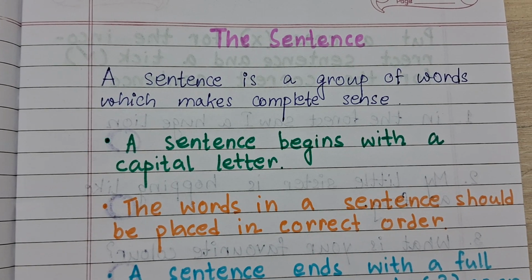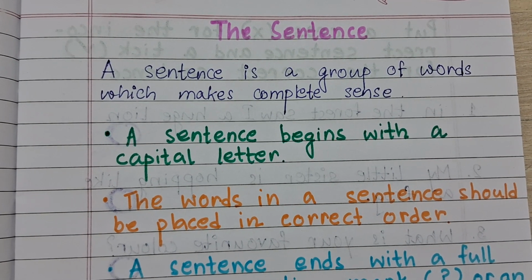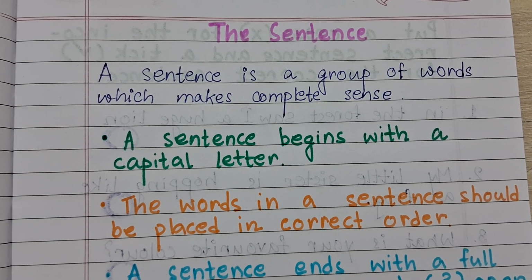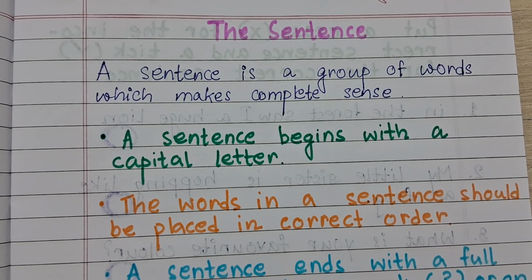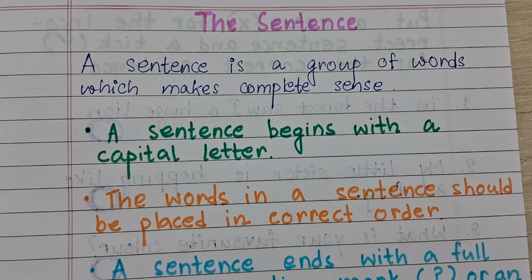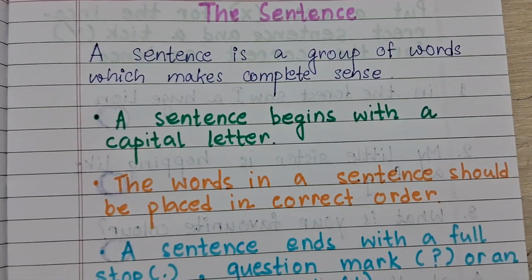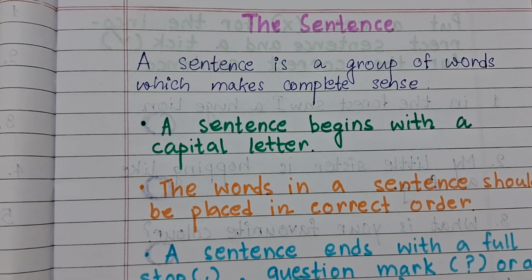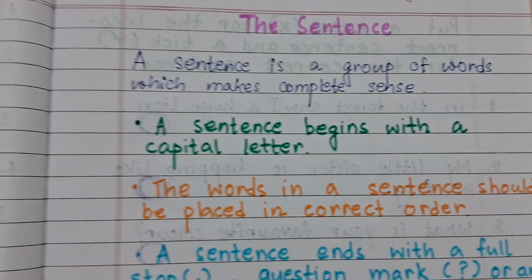So we all know that a sentence is a group of words which makes complete sense. That means a group of words which have some sense. A group of words which doesn't have any meaning is not a sentence, right? So a sentence is a group of words which makes complete sense, which have meaning.